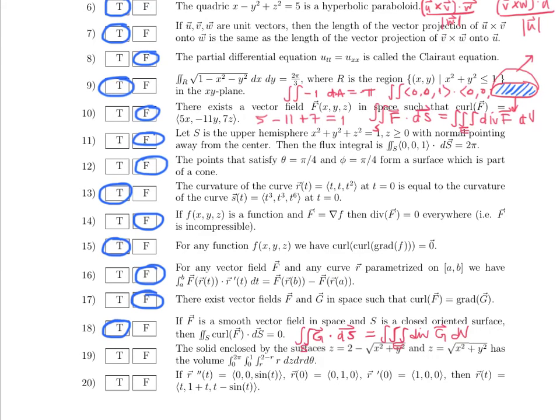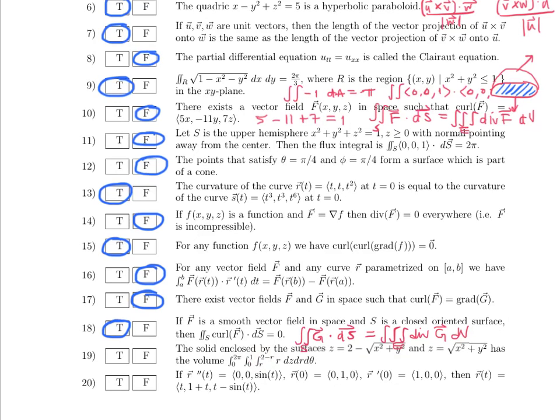19. The solid enclosed by the surfaces z equals 2 minus square root of x squared plus y squared, and z equals square root of x squared plus y squared has the following volume, and it gives you a triple integral here. We remember that we find volume by using the triple integral of 1 over a particular region. They're using cylindrical coordinates here. So the lower bound of z is going to be the square root of x squared plus y squared. The upper bound of z will be 2 minus square root of x squared plus y squared. Those have been correctly translated here.